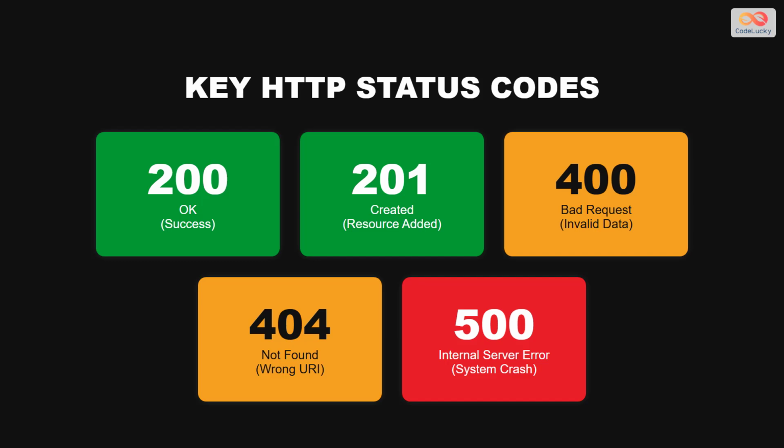When a device sends a request, the server responds with a status code. 200 means everything is okay. 201 means a resource was created. 400 indicates a bad request from the client. 404 means the resource was not found. And 500 means the server crashed or had an internal error.